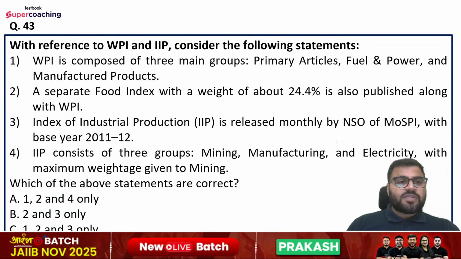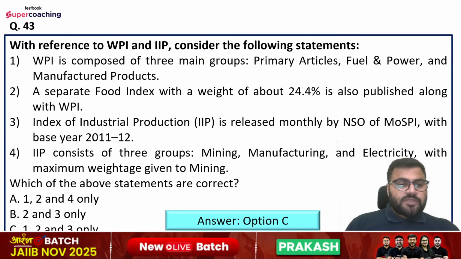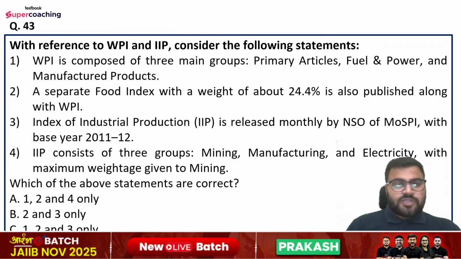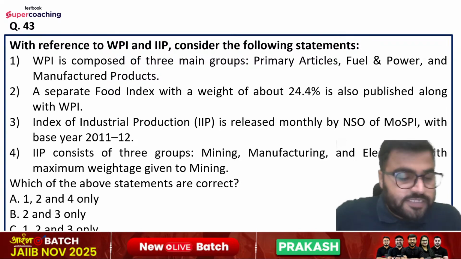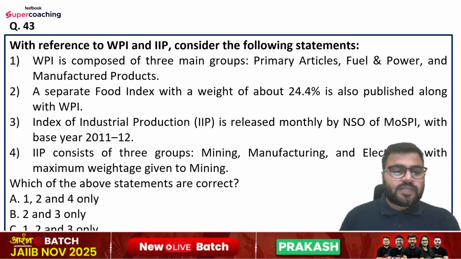Question number 43. With reference to WPI and IIP, that is Index of Industrial Production, consider the following statements. Statements are: WPI is composed of three main groups: primary articles, fuel and power, and manufactured products. Statement number second is a separate food index with the weight of about 24.4% is also published along with WPI. Statement number third is the Index of Industrial Production is released monthly by NSO of MOSPI, that is Ministry of Statistics and Programme Implementation, with base year 2011-12.